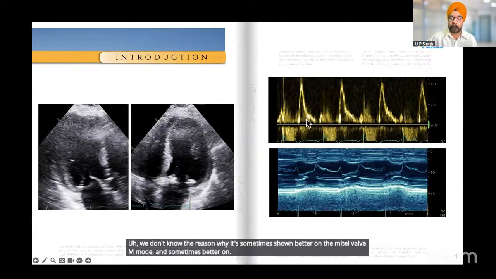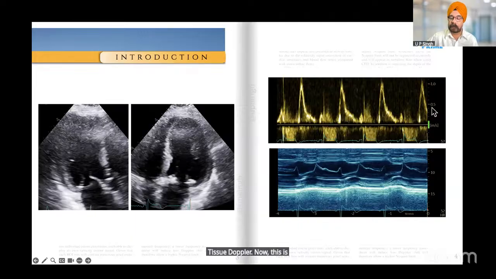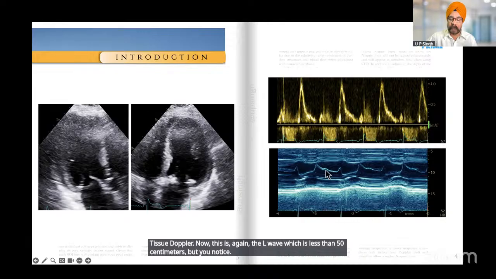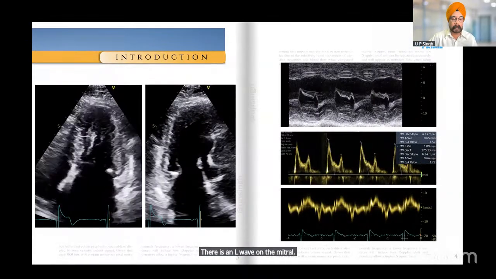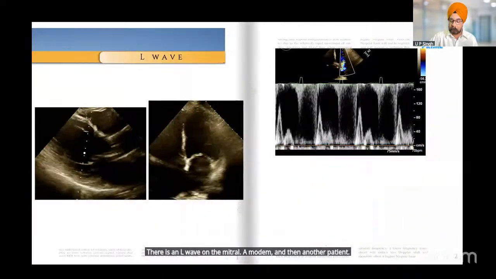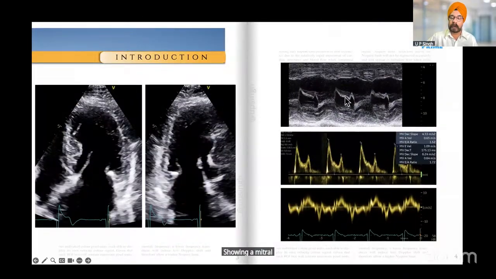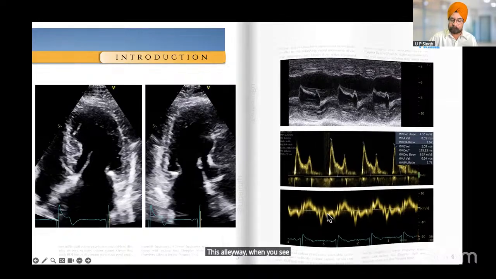tissue Doppler. Now, this is again the L wave, which is less than 50 centimeters, but you notice there is an L wave on the mitral M mode. And there's another patient showing a mitral M mode on the mitral valve, and you see this is a curved kind of pattern. But once the bradycardia is there, you see this L wave.